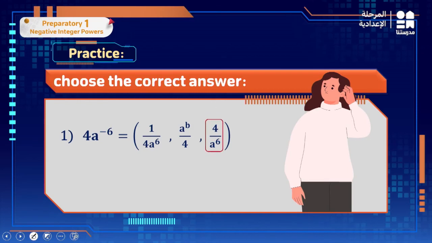So the correct answer is number 3. 4a to the power of negative 6 is equal to 4 over a to the power of 6. Okay, and here the common mistake, some of the students change the position of 4. No, please, because 4, it doesn't have an exponent.